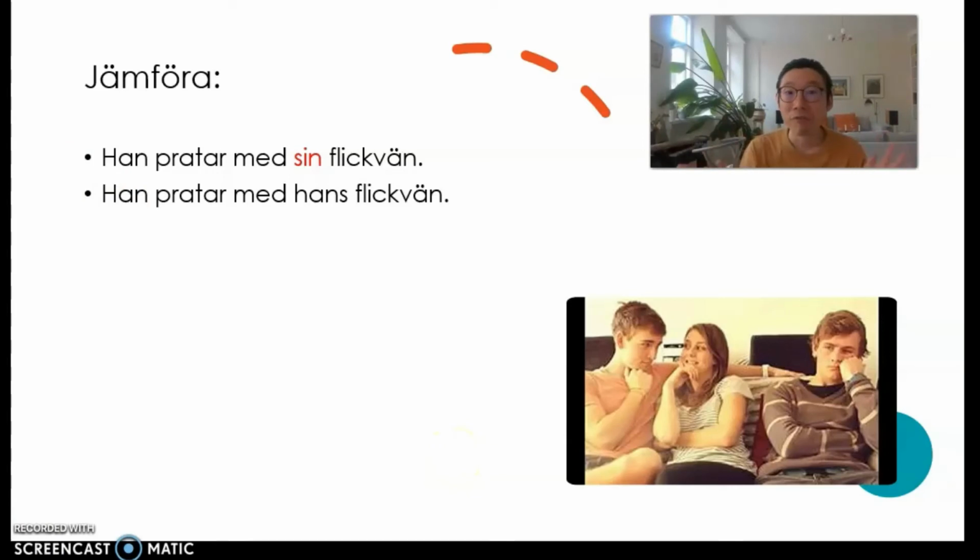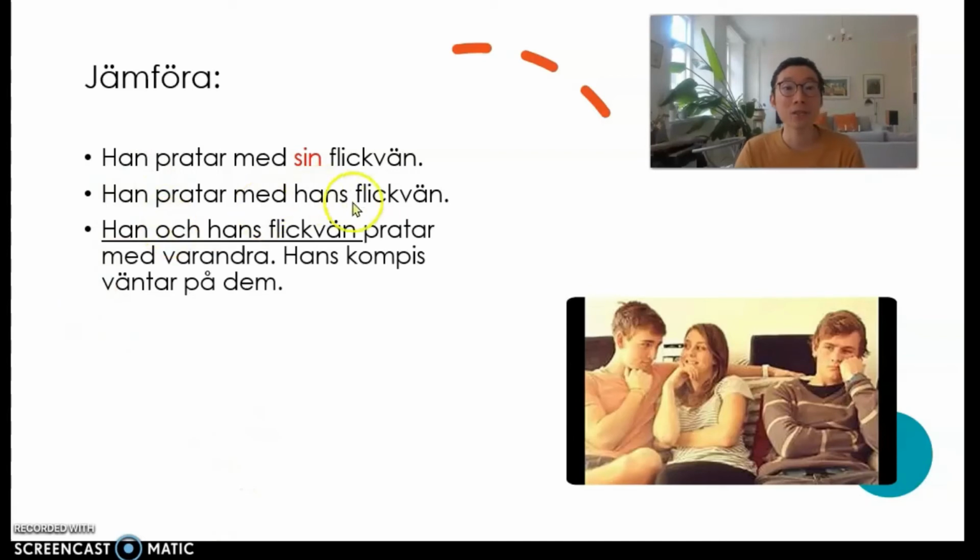Men vi använder inte possessiva reflexiva pronomen i subjektplats. But we don't use these pronouns in the place of subjects. For example, han och hans flickvän pratar med varandra. He and his girlfriend talk to each other.